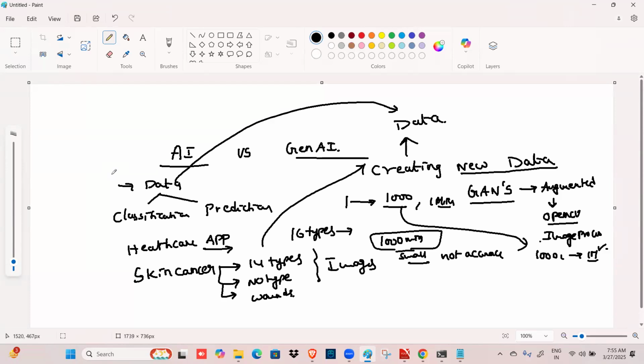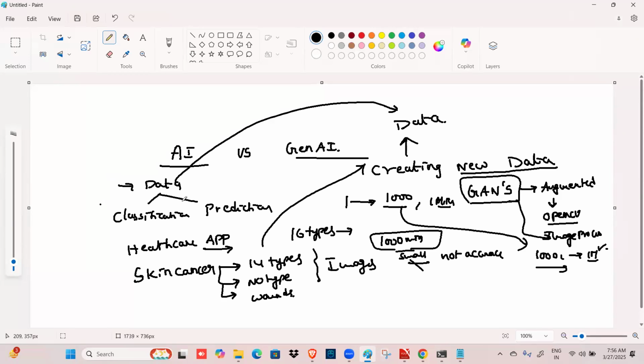How are we going to generate that? With the help of GANs. So this is how it is going to be possible to create the new data. Also, if you want text data, in the same way we are going to generate text. In the same way we are going to generate audio and video also. So this is how generative AI is going to work.